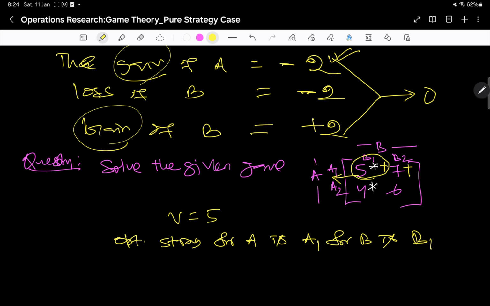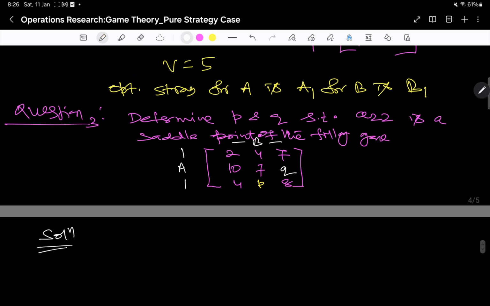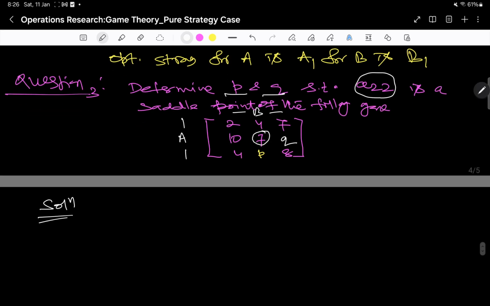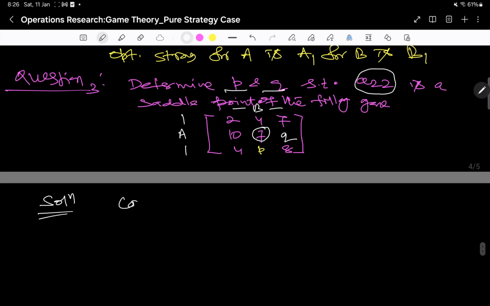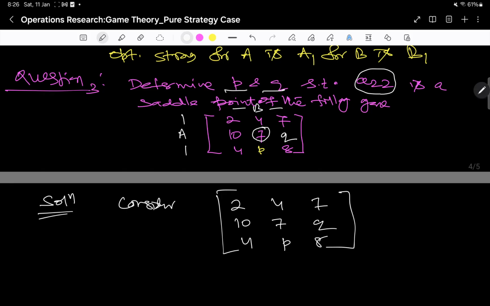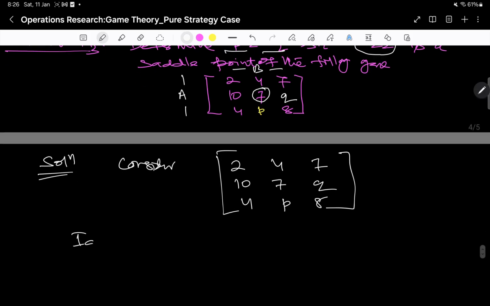Now comes another important question: determine the unknown P and Q such that A22 is a saddle point. A22 means this is a saddle point. So we have to solve it. Consider the matrix 2, 4, 7, 10, 7, Q, 4, P, 8. Ignoring P and Q, we compute the maximin and minimax values.